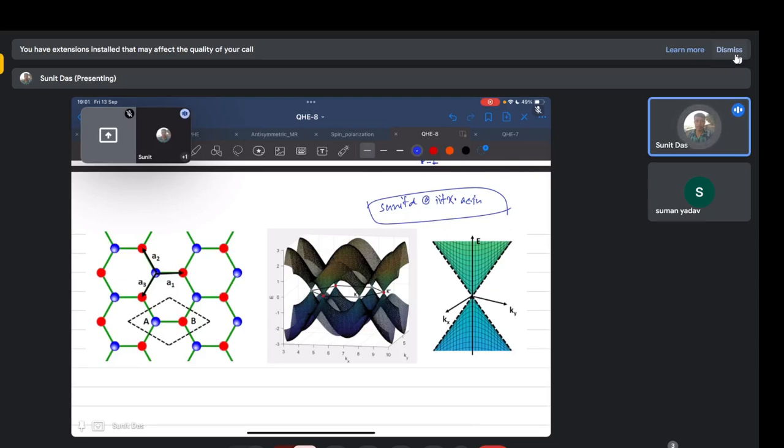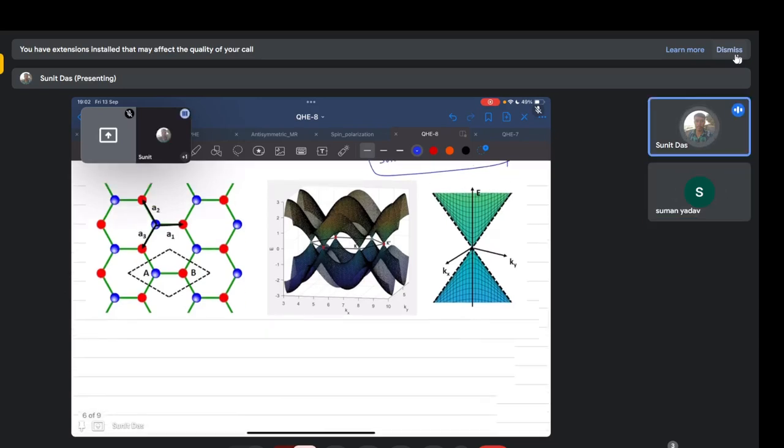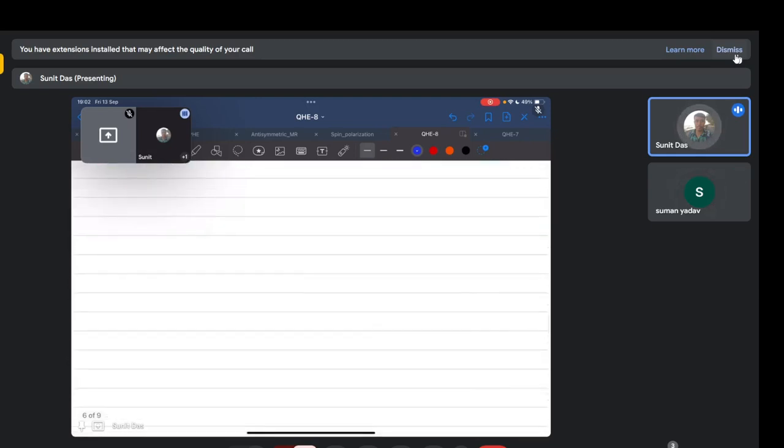For that, you need to email the address from which you get regular notifications about the courses. Okay, sir. Sir, could you differentiate between Weyl semimetal and topological insulator? Okay, this is a little bit unrelated, but yeah.